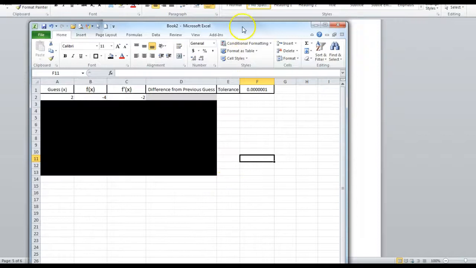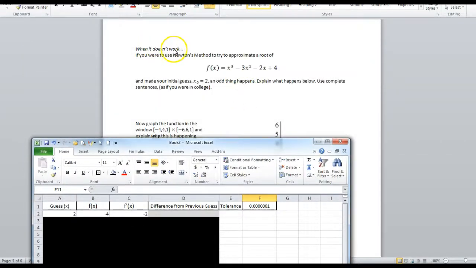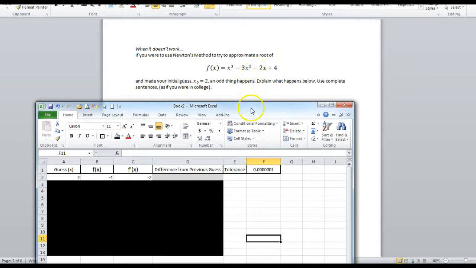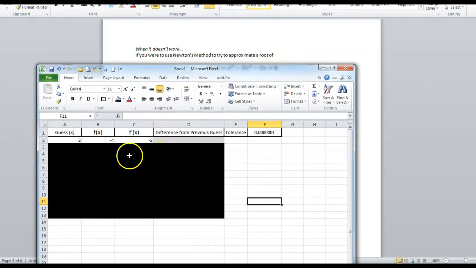Alright, so look at the name of it when it doesn't work. So something's going to happen. It's not going to converge. This difference between previous guesses is not going to get better and better down below this tolerance because it's not working. So you should see, if you've got Newton's method correctly, with this guess, with this function, you should have something obvious happen with your guesses. And no matter how far down you drag, that same thing keeps happening.